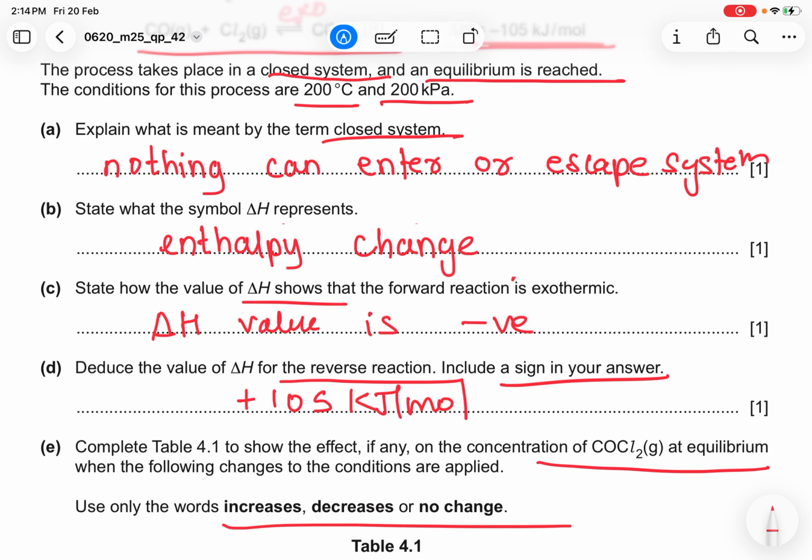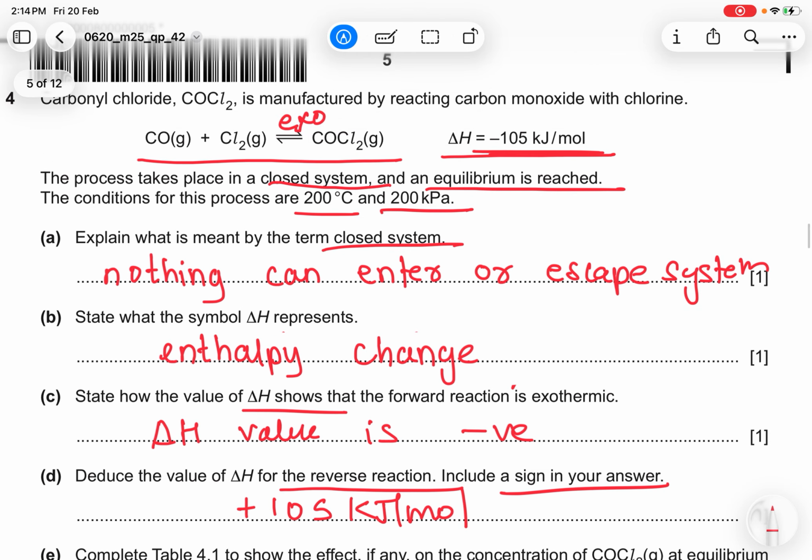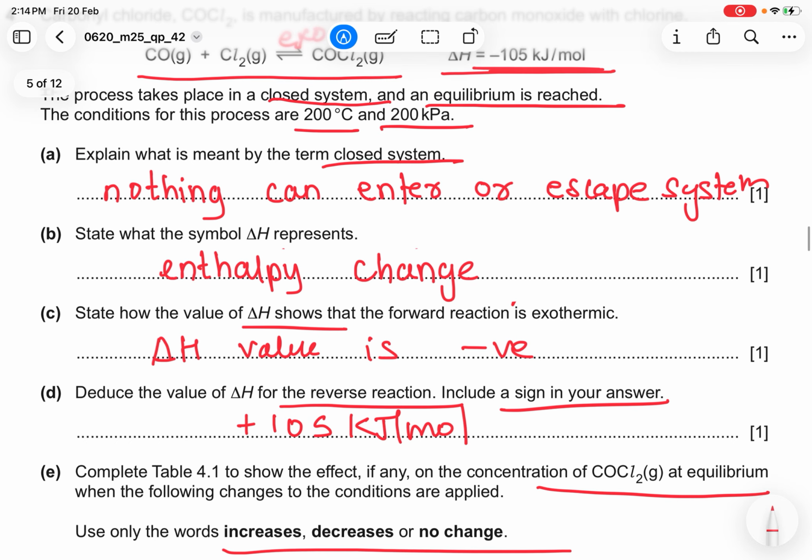State how the value of delta H shows that the forward reaction is exothermic. So as I told you, the delta H value has a negative sign, hence it tells us that the reaction is exothermic. If delta H had a positive sign, then it would be an endothermic reaction.